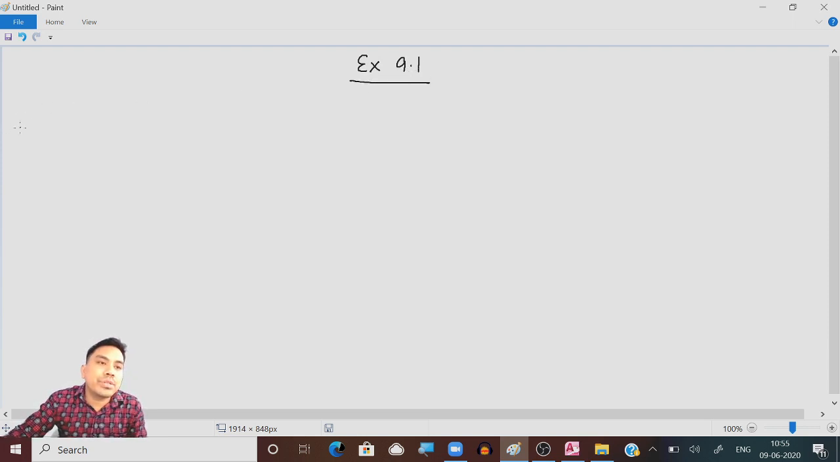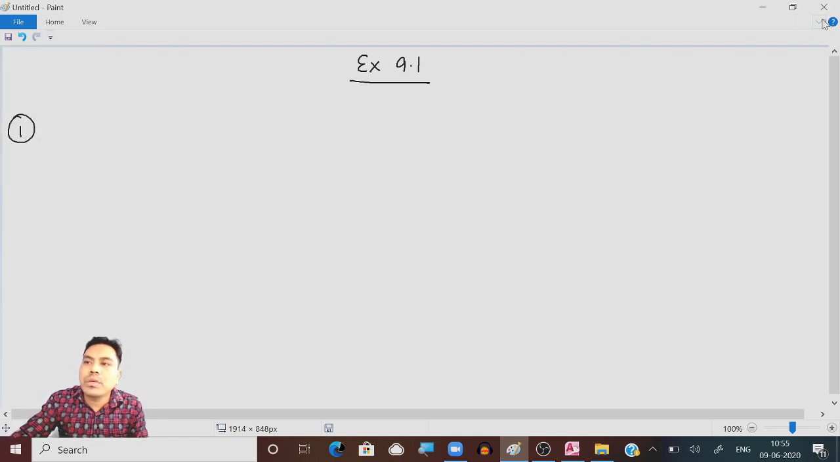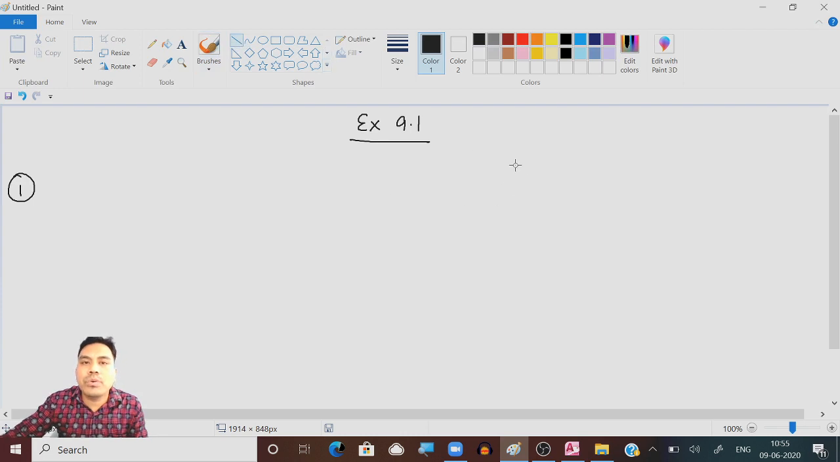Exercise 9.1, the first question is: a circus artist is climbing a 20-meter long rope, which is tightly stretched and tied from the top of a vertical pole to the ground. So here we have a vertical pole. Let this be the pole. And then let us suppose this is the ground.